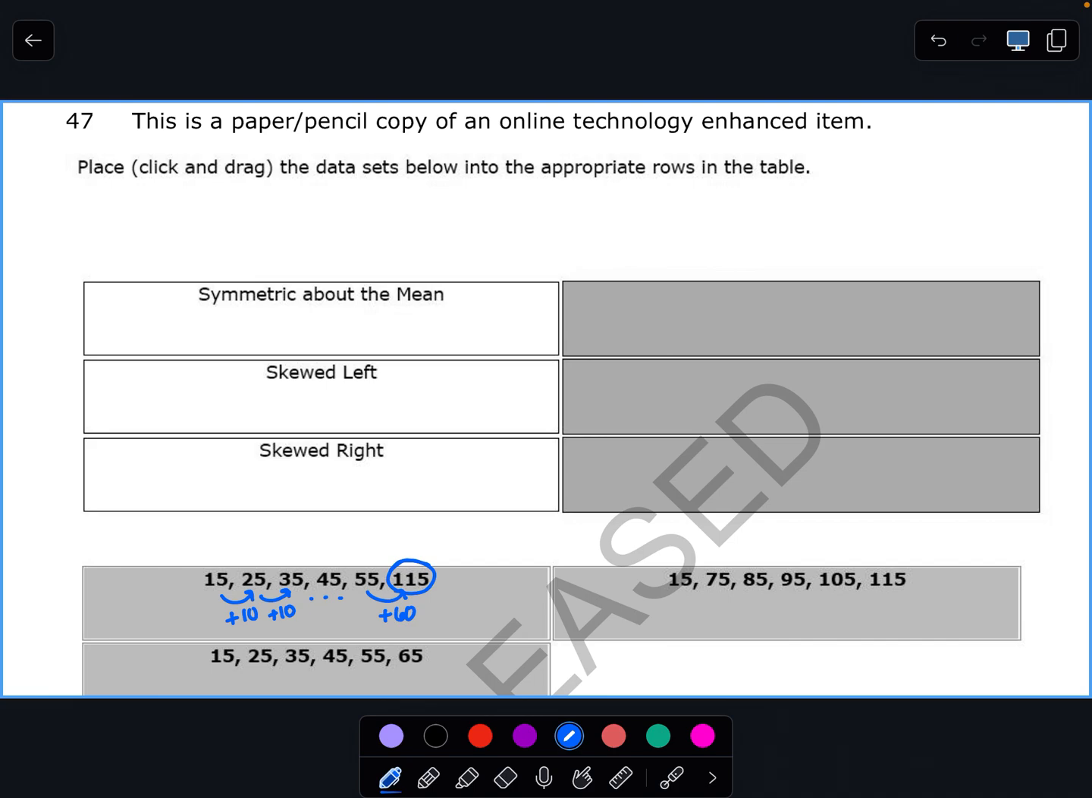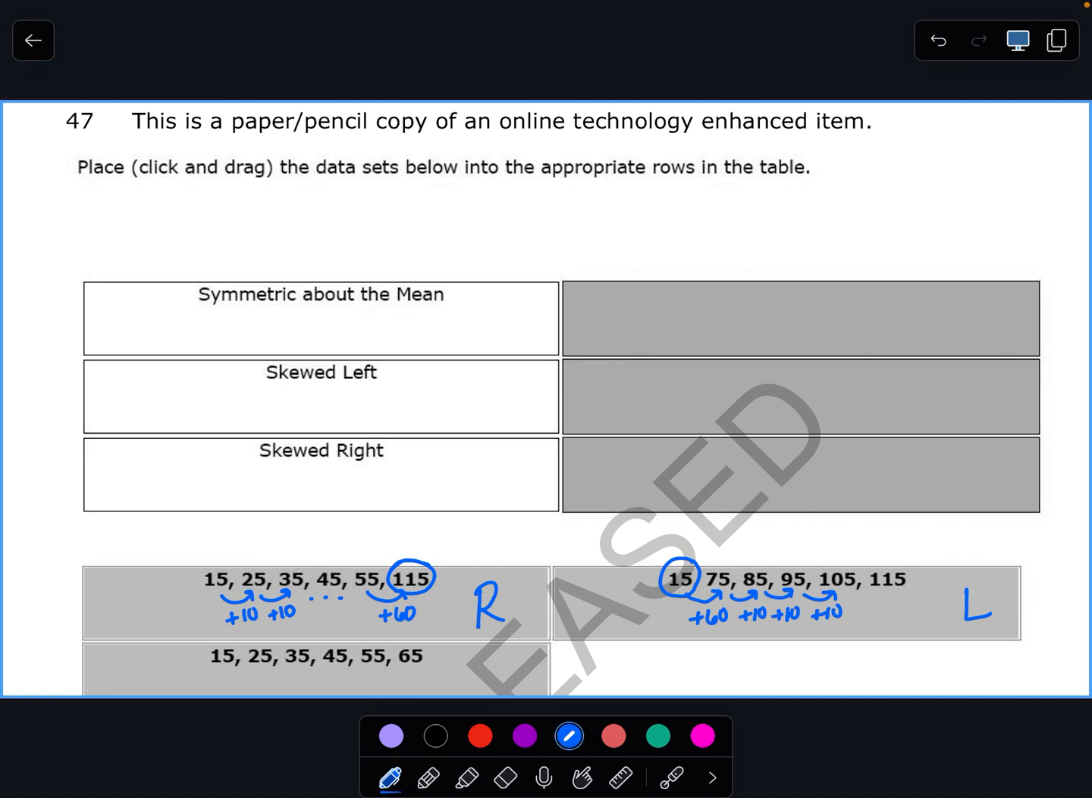Okay, if you look at your next set of data, we're going 15 to 75, so that's plus 60. Then we start increasing by 10, 10, 10, and so forth. This time we have a number with a much bigger amount of change on the left side, so it's on the lower end. So that 15 is going to skew our data to the left. If you have a low outlier, it skews the data left. If you have a high outlier, it skews the data right.